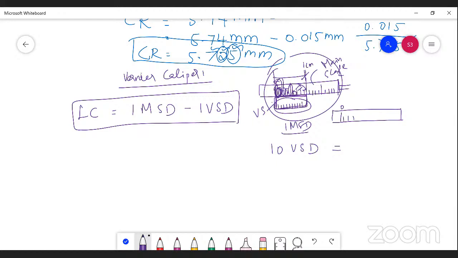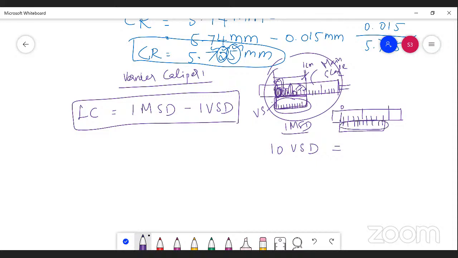This is 0, 1, 2, 3, 4, 5, 6, 7, 8, 9, 10. And this is 1 centimeter. Vernier scale: 1, 2, 3, 4, 5, 6, 7, 8, 9, 10.